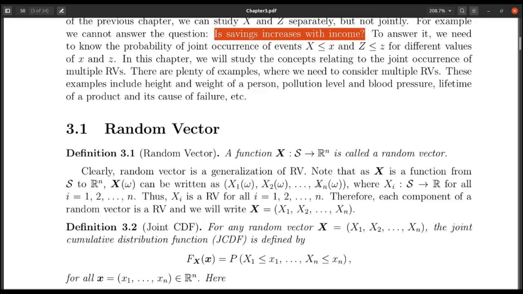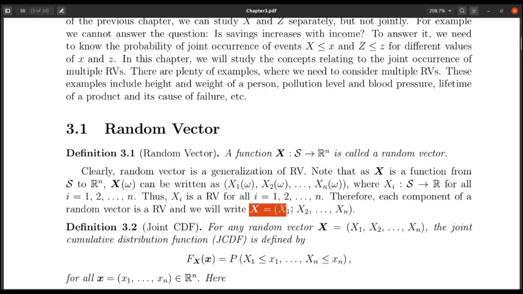So if I have a random vector X, then each component of the random vector X is a random variable. On the other hand, if I have multiple random variables and I write them in vector notation, that becomes a random vector. There is a nice interpretation of this: if I have a random vector, each component is a random variable, and if I have multiple random variables and write them in vector form, it turns out to be a random vector. Okay, clear?